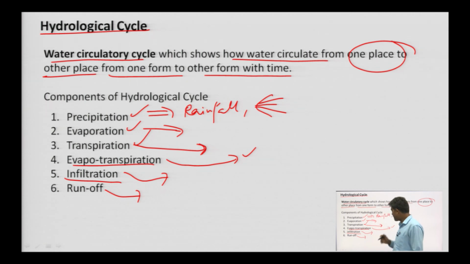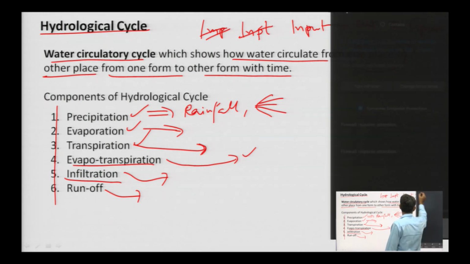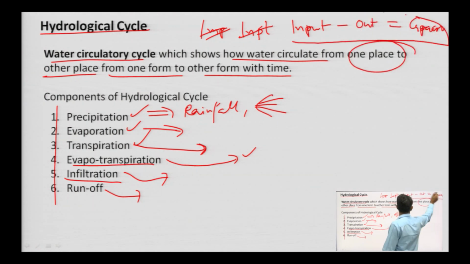So, these are different forms of the water, and the water budget equation is input minus output equals capacity, at any catchment area, right.